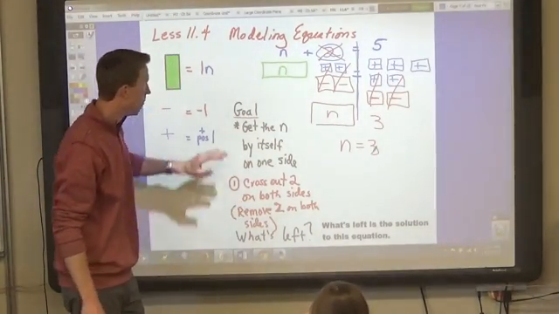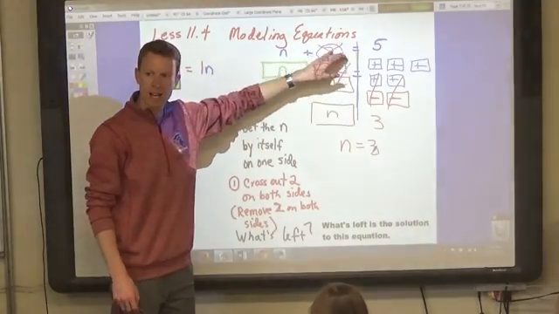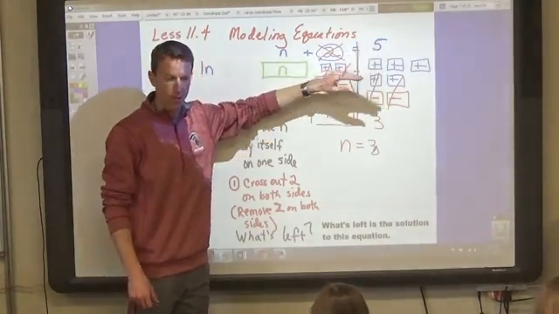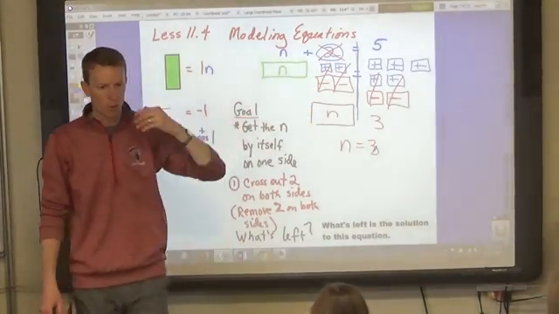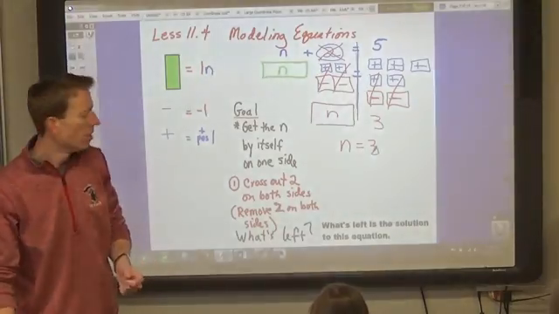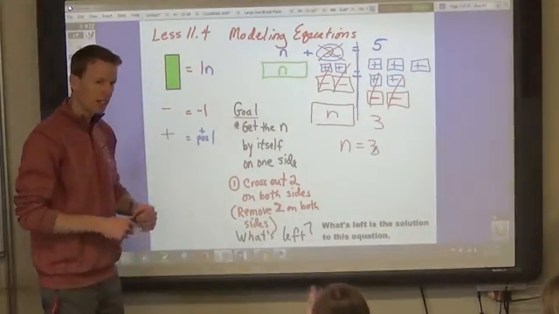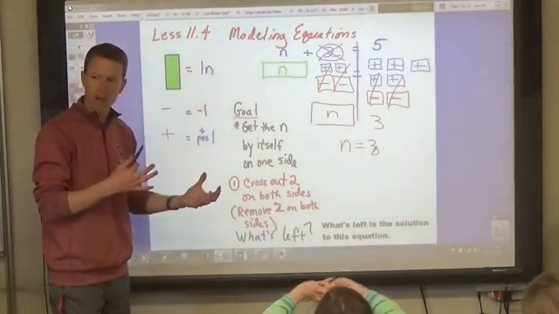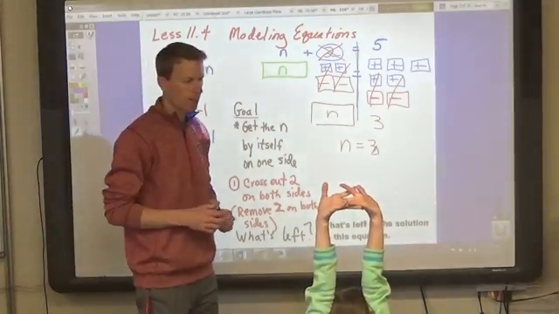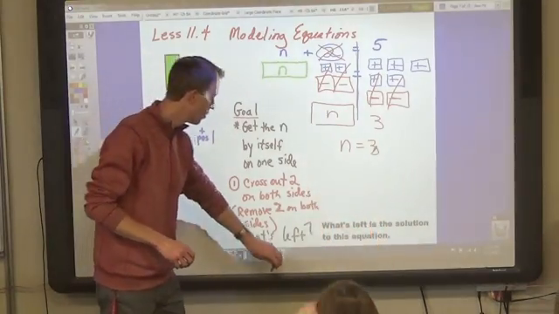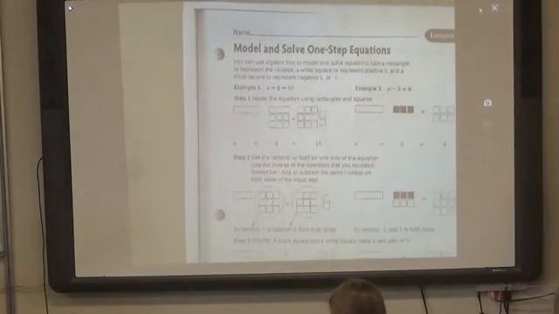So, by modeling this, I'm showing you what happens when you add negative to positive, or positive to negative. And we're going to use that process in order to get the n by itself, or the y by itself, or the x by itself, or whatever variable we have that we're trying to find. Okay? Let's go to our assignment, the worksheet.